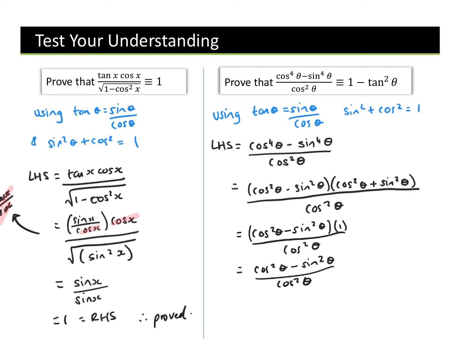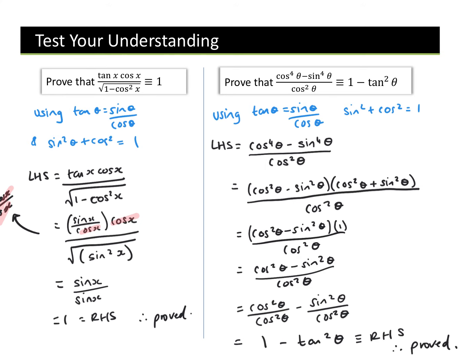I can split my fraction up to have cos squared theta over cos squared theta minus sine squared theta over cos squared theta. We know that cos squared over cos squared is 1. Sine over cos, silly cow, is tan squared theta. And this equals the right-hand side. Therefore, proved.